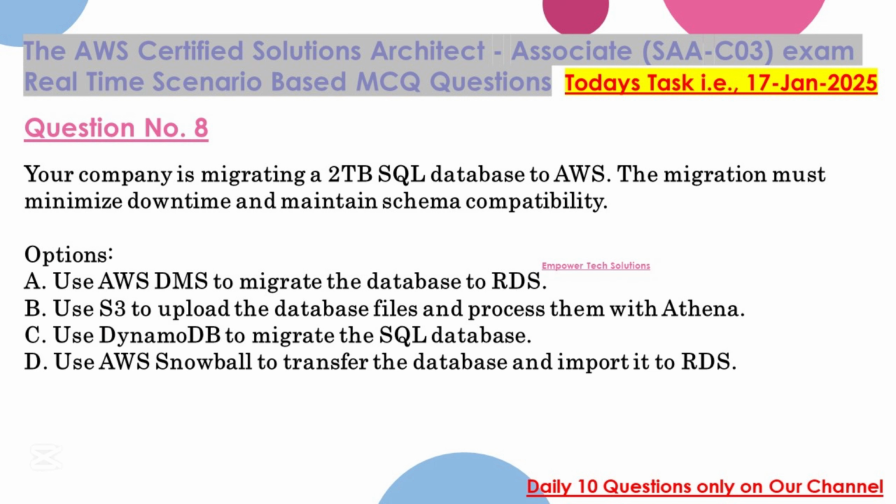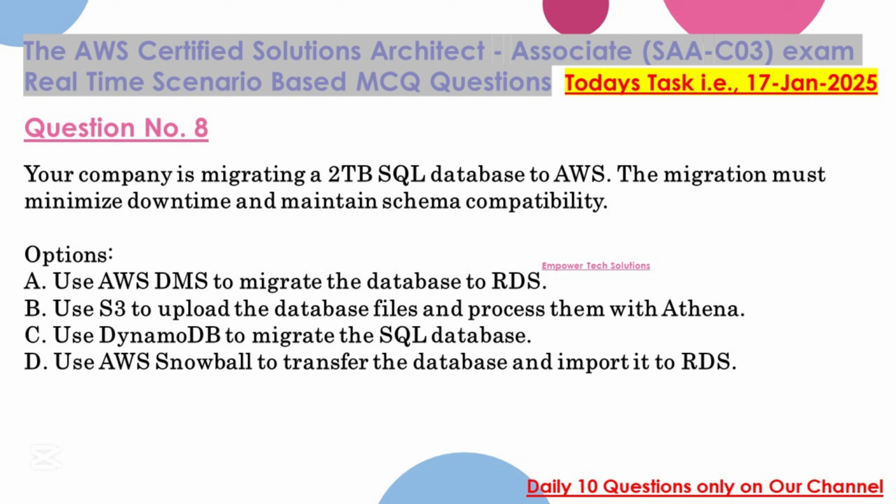Your company is migrating a 2 TB SQL database to AWS. The migration must minimize downtime and maintain schema compatibility. Options: A. Use AWS DMS to migrate the database to RDS. B. Use S3 to upload the database files and process them with Athena.